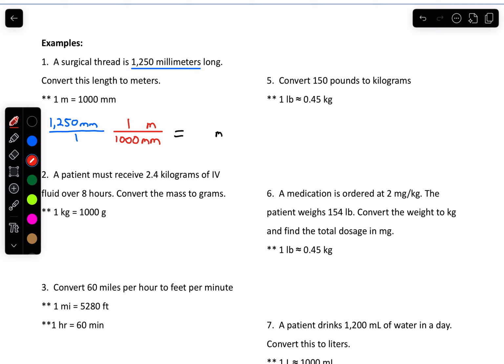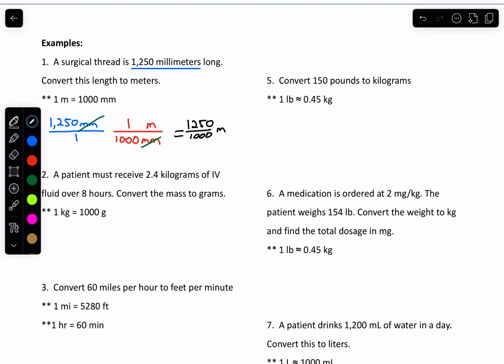What happens now is that the millimeters and the millimeters will cancel each other out, one on top, one on bottom. Those units cancel. And then on the top, I multiply 1,250 times 1, which is just 1,250. And on bottom, all I have is 1,000. So my fraction that I get as the result is 1,250 over 1,000. And let me just write the m here on the side.